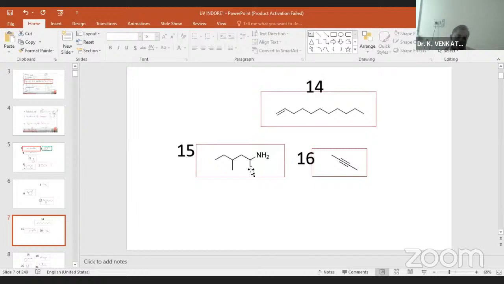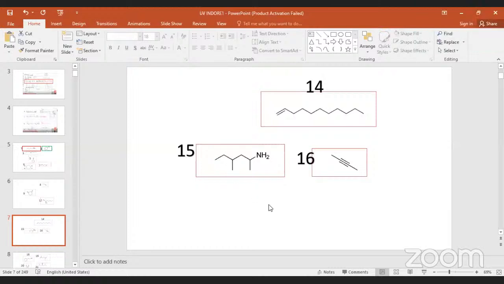So that's why this carbon is the first carbon. This is the first carbon, second carbon, third carbon, fourth carbon, fifth carbon, and the sixth carbon. So the methyl group is present at the fourth carbon. So 2-amino-4-methylhexane is the correct answer.